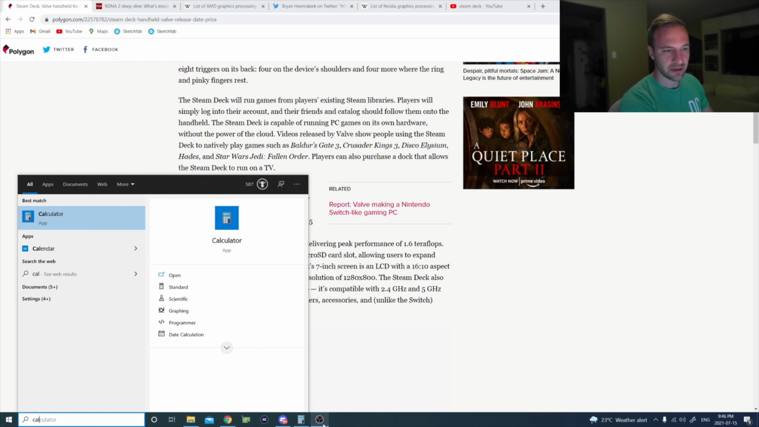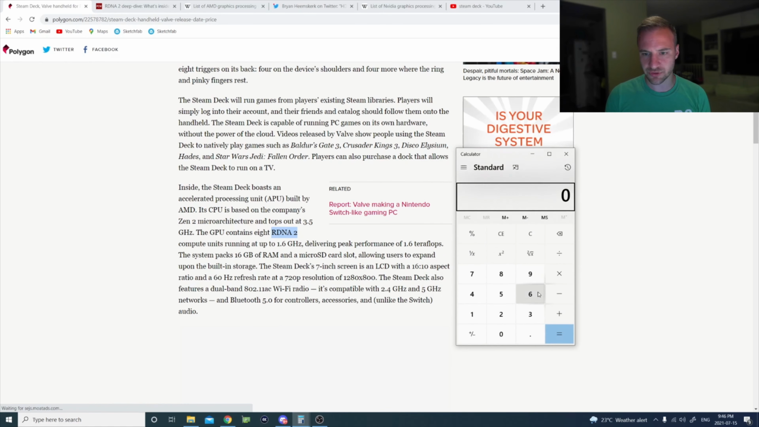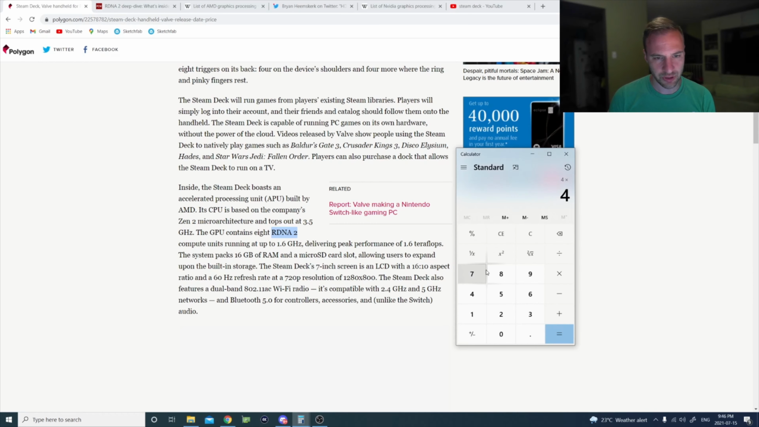So let's see. Calculator. So there's 64 shaders typically per compute unit. So if we have 8 compute units, you're looking at about 512 shaders. So it's like double the Switch's amount of shaders. And you have 4 ROPs for each of the compute units, I believe. So that would put us at... 4 times 8. So we're looking at 32 ROPs.